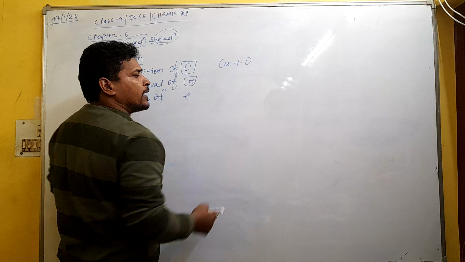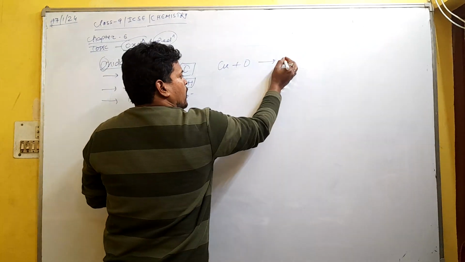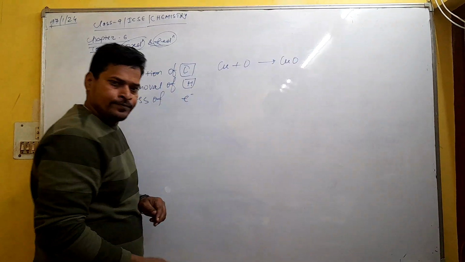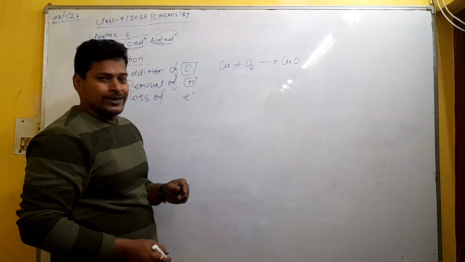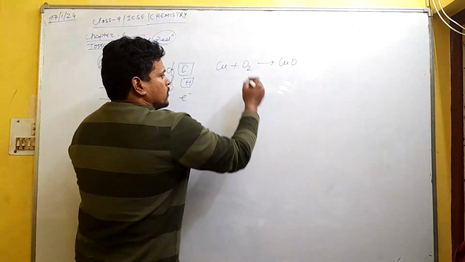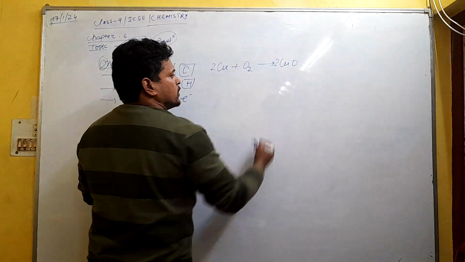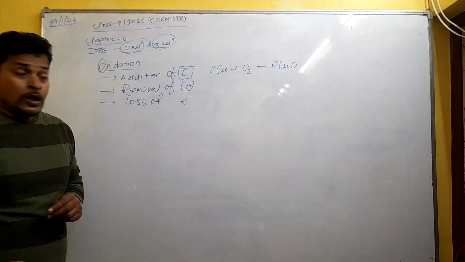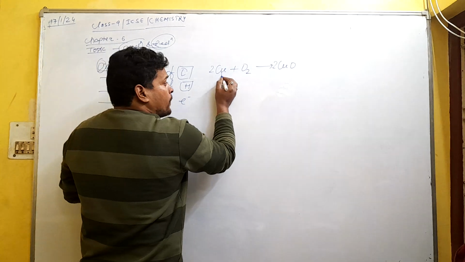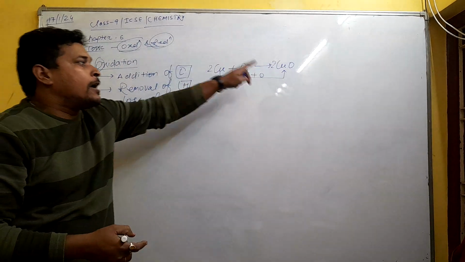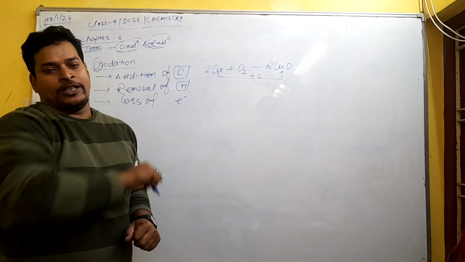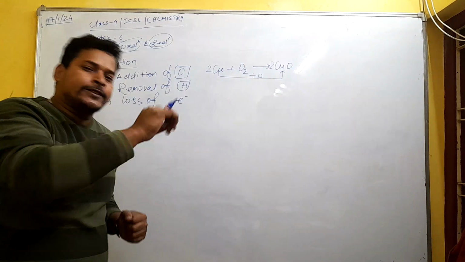Copper is there. When I add oxygen, it forms copper oxide. But we all know we cannot add only O, since nascent oxygen is not available, so it is going to be balanced. So it will be 2CuO. So you can see here from the copper it becomes copper oxide. The oxygen has been added, and that's why it is termed as oxidation.